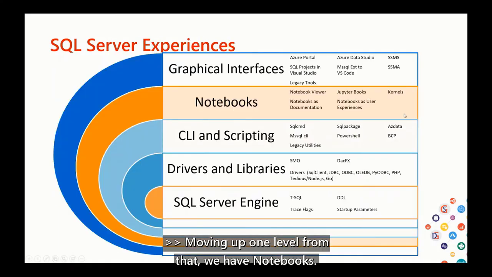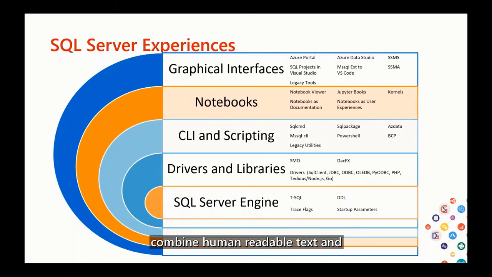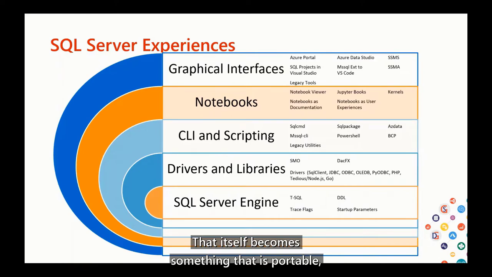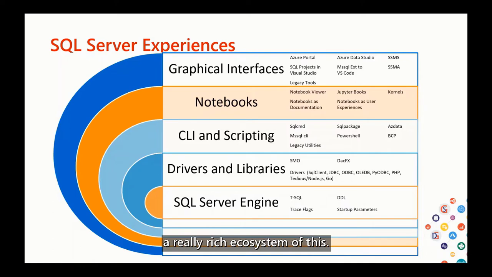Yeah, so moving up one level from that, we have notebooks. When I'm talking about notebooks in this diagram, I'm talking about notebooks as a technology set, and not just notebooks as the graphical interface that we have for notebooks, which is something else we can talk about as well. Notebooks are a concept that comes out of the Python community, the Jupyter notebook. It's a file format that allows you to combine human readable text and executable code along with the result sets. That itself becomes something that is portable. There are multiple viewers for it, multiple automation systems for it, and operationalization systems for it. There's a really rich ecosystem of this.